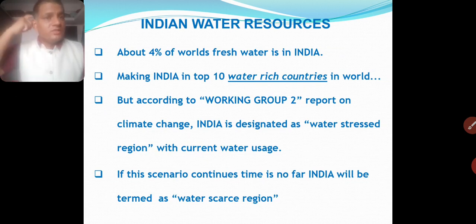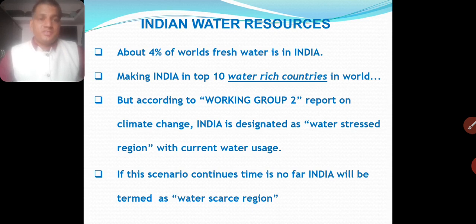About 4% of the world's fresh water is in India, making India a top 10 water-rich country in the world. But according to the Working Group 2 report on climate change, India is designated as a water stressed region because we have resources, but these resources are not as per the standard, as per the requirement, as per the usable form.